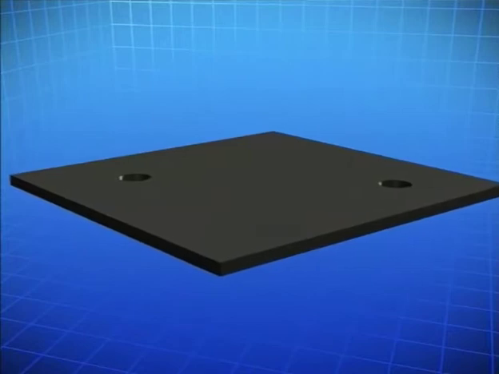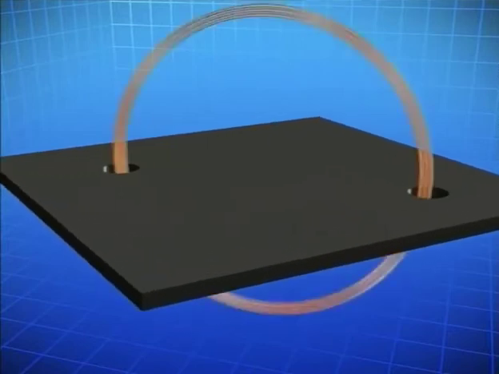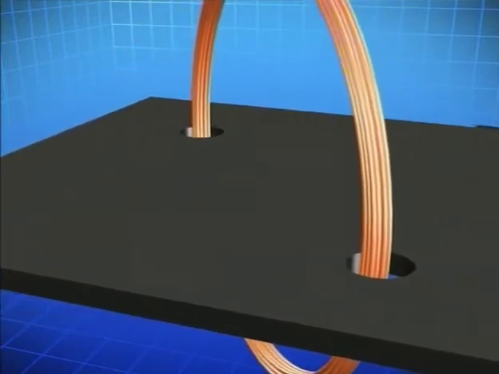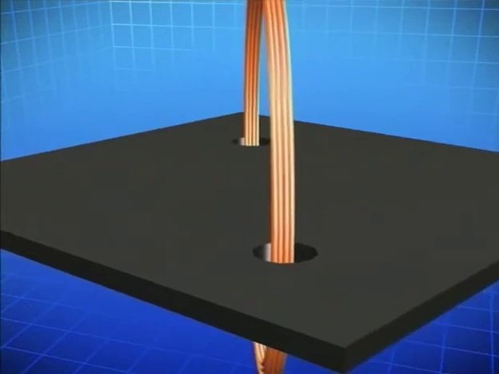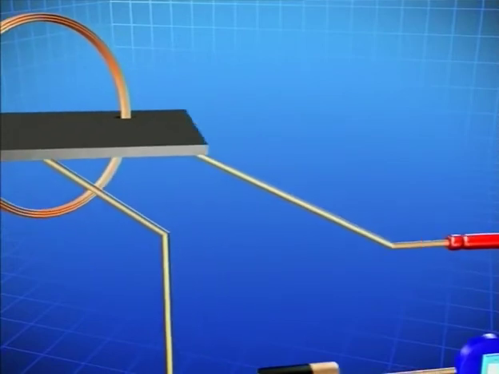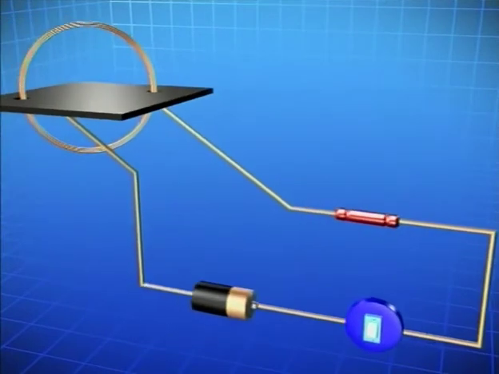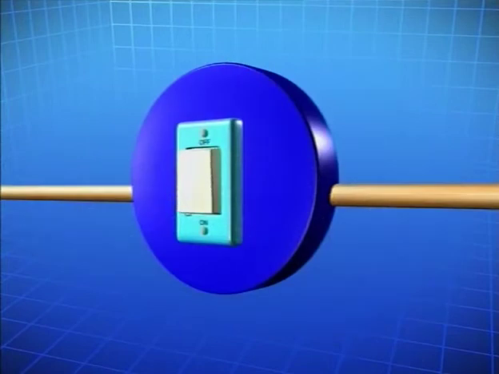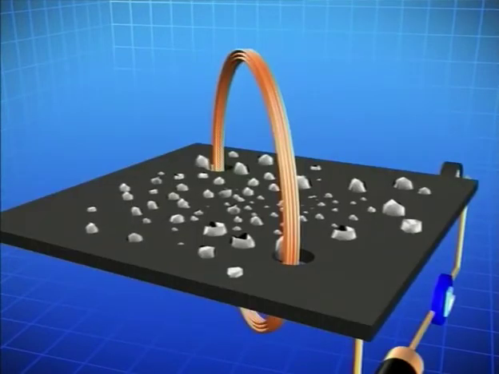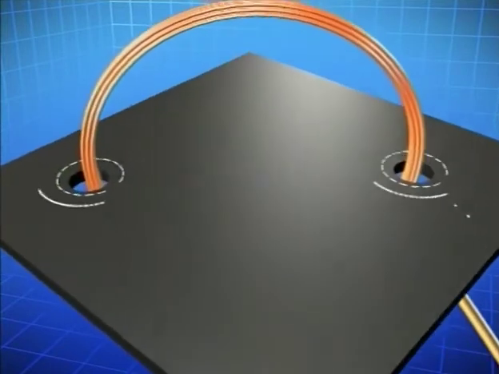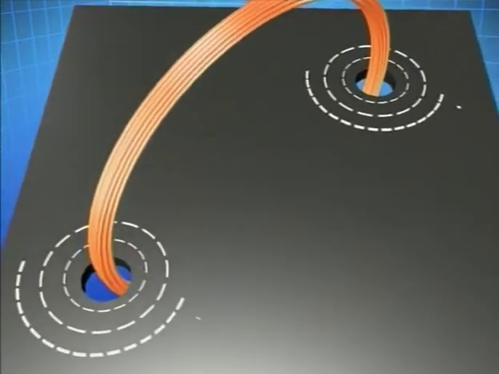Take a rectangular cardboard having two holes. Insert a circular coil having a large number of turns through them, normal to the plane of the cardboard. Connect the ends of the coil in series with a battery, a key and a rheostat as shown here. Sprinkle iron filings uniformly on the cardboard. Plug the key. Tap the cardboard gently a few times. Note the patterns of iron filings that emerge on the cardboard.